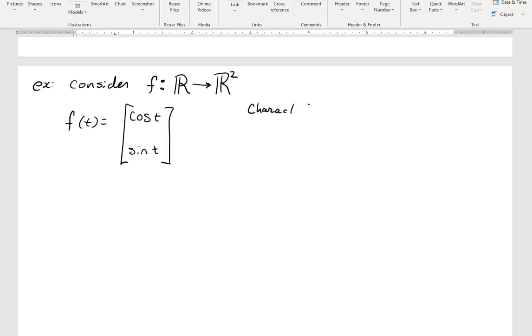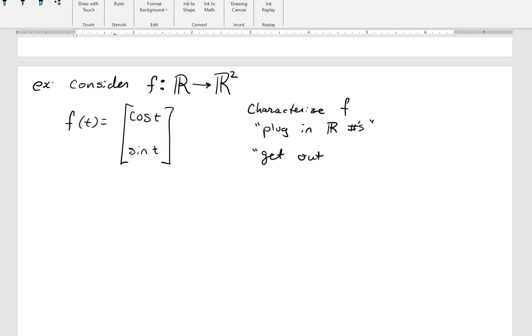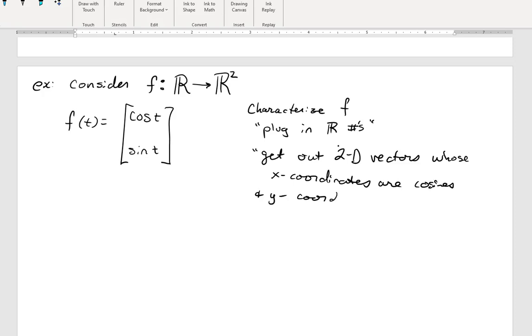So if we characterize f, all right, plug in real numbers, get out two-dimensional vectors whose x coordinates are cosines and whose y coordinates are sines. Let's draw a few of these things.